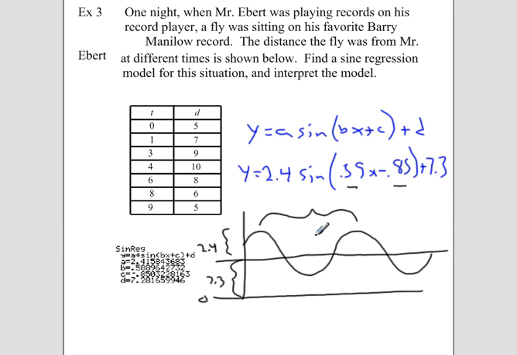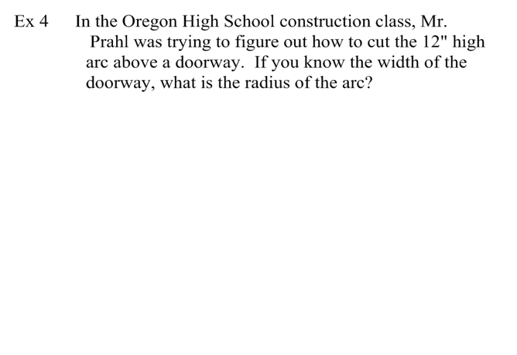Okay, so when we interpret the model, each of these values means something. It's not just some number you plug into an equation. They all mean something about where that fly is sitting on this record. Okay, let's go on to our next problem.